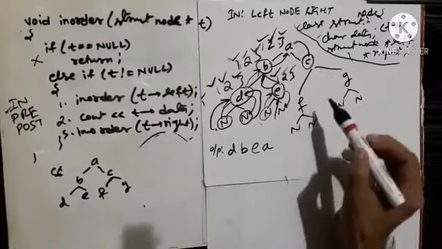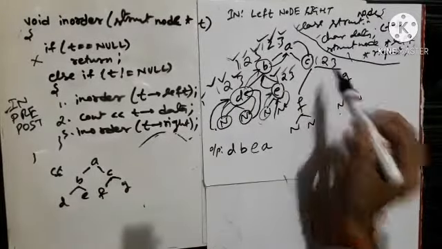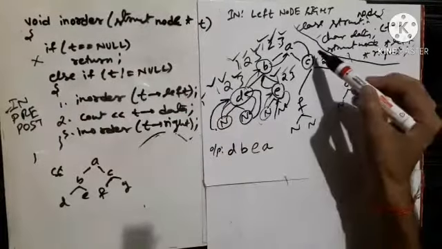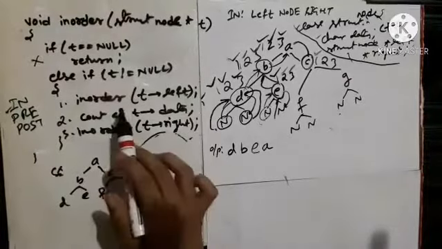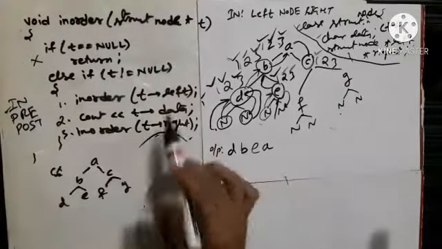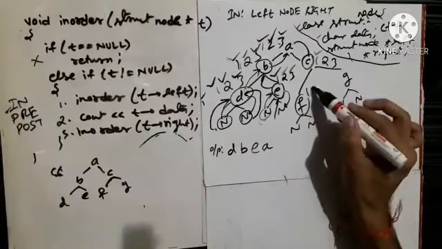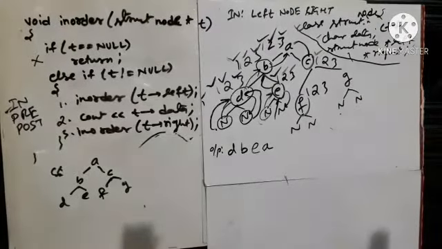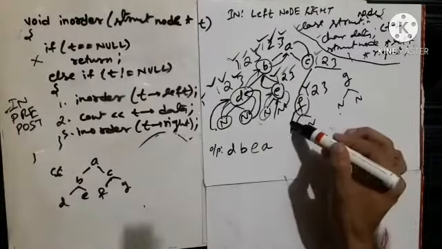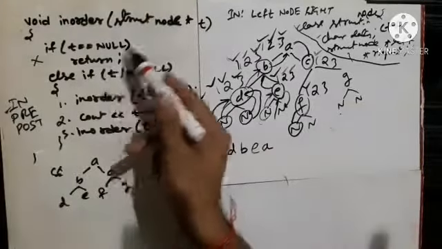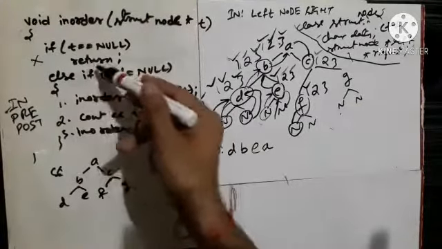As soon as control comes to c, it has to execute these 3 statements, isn't it? Because it is not null, it has to execute these 3 statements. Now it will execute the first statement, which says inorder, call again this function and pass t ka left. So this is t, its left is f, isn't it? Now control is at f, it will pass this address. Anyway, it is null, it will enter into this if part and return nothing.